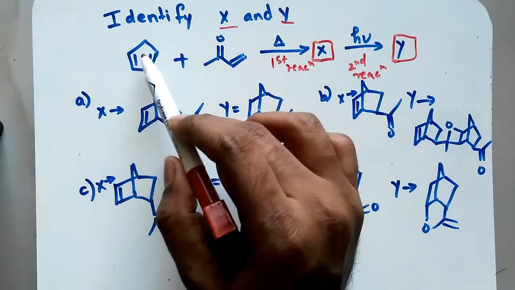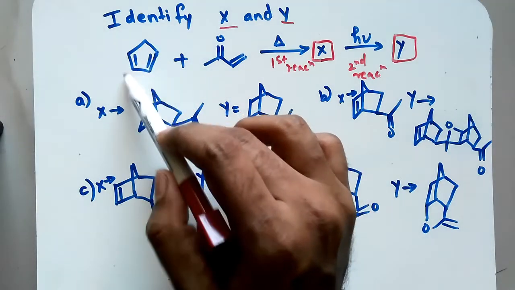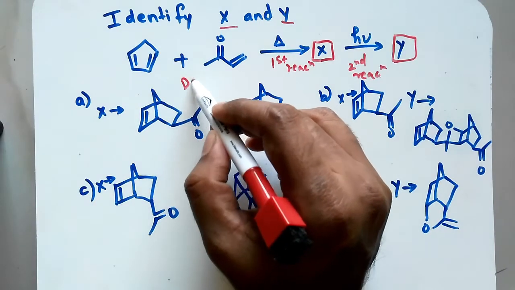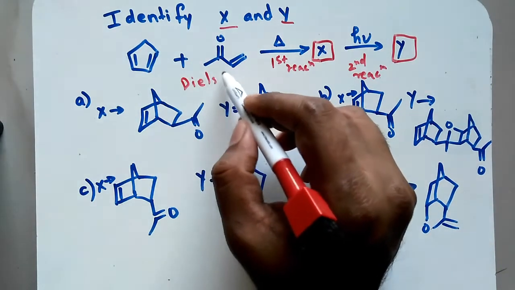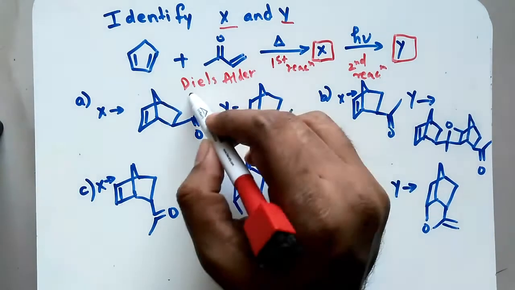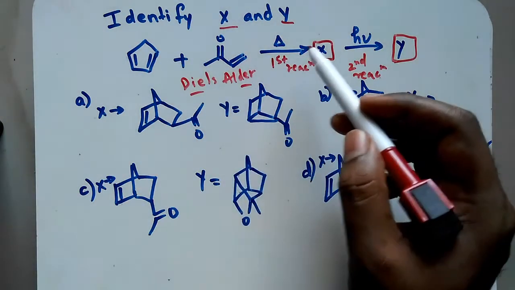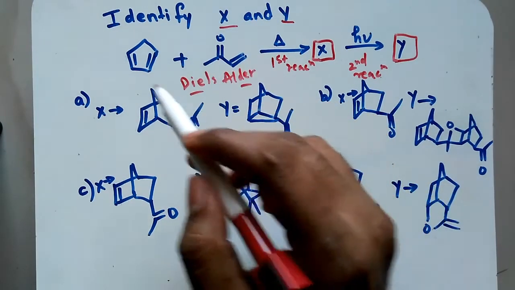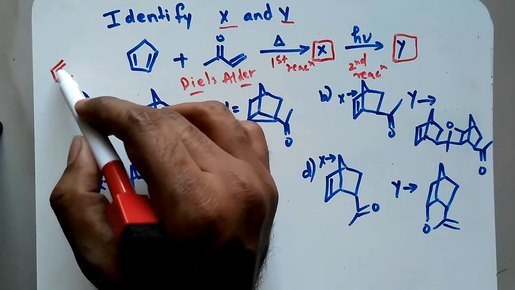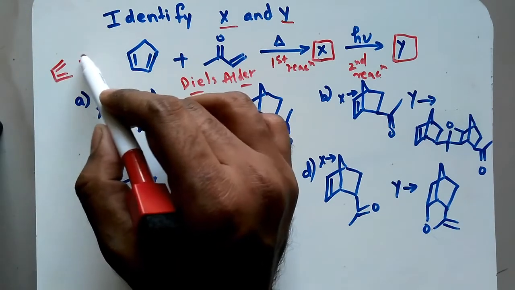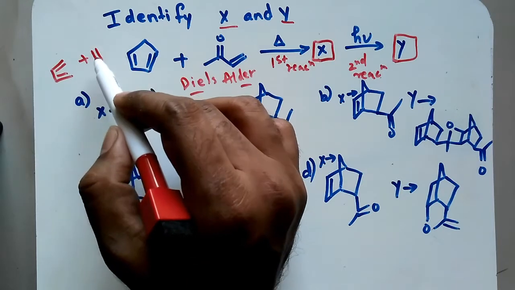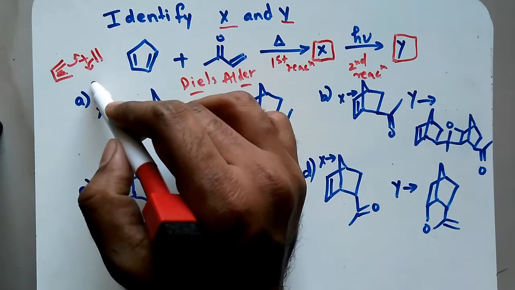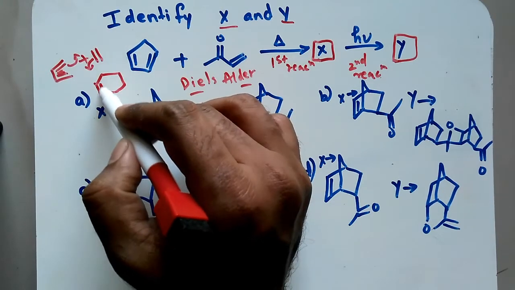If you observe carefully, we have a diene over here and a dienophile, which means it will give me a Diels-Alder reaction. Very important that it will give me Diels-Alder reaction. In Diels-Alder reaction, as we know, the reaction takes place with the double bonds of the diene plus the alkene. These bonds fall here, and we get only one bond here.